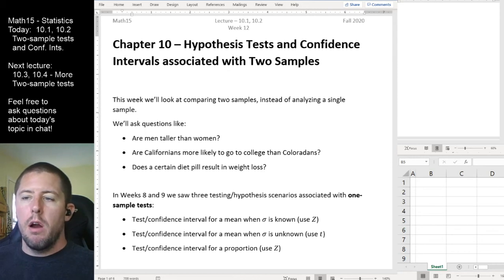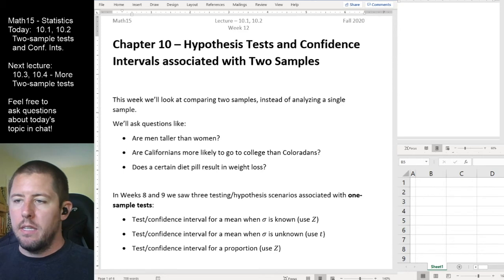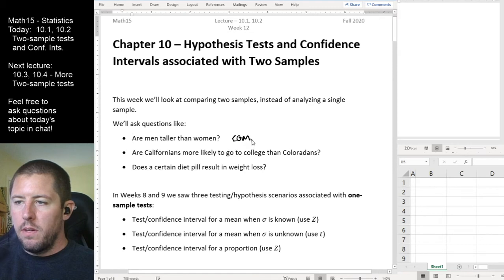So when we talk are men taller than women, it looks like we're comparing their heights. So in this case here, it seems like the appropriate way to measure this would be to collect a sample of men, collect a sample of women, and compare the averages from these samples. So let's say here that we're going to compare two averages.